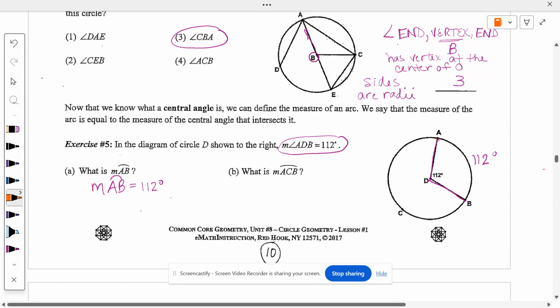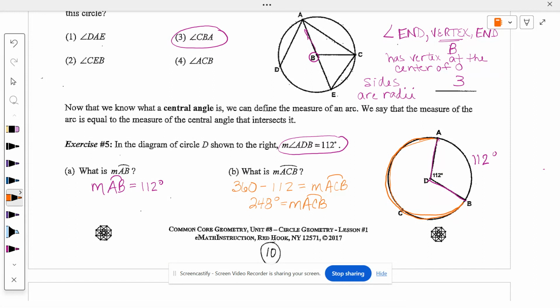Well, what about the measure of arc ACB? Well, that's the whole other half of the circle. And I know that a circle contains 360 degrees. So 360 minus 112 equals the measure of arc ACB. 360 minus 112 is 248. So 248 degrees equals the measure of arc ACB. And that's your lesson. So your homework is pages 11 and 12.